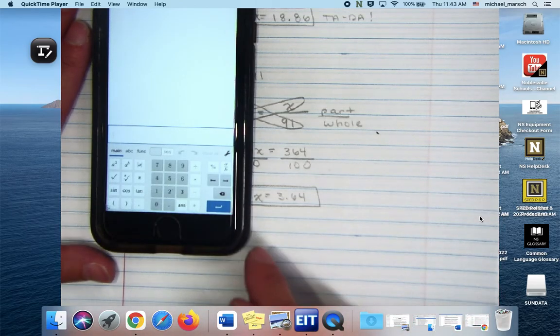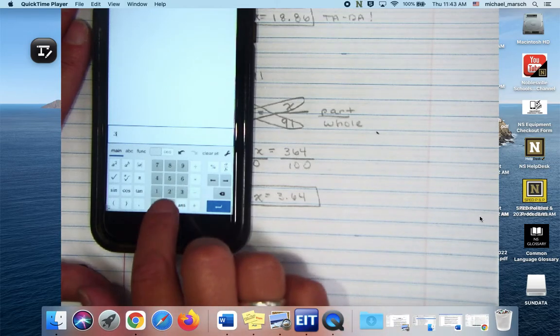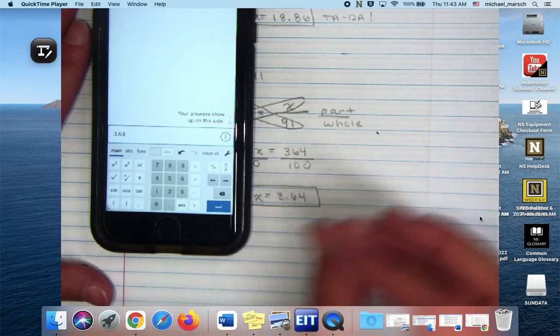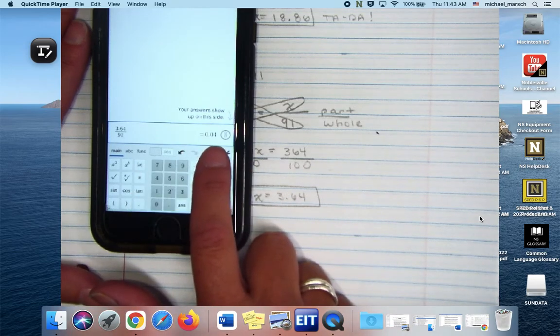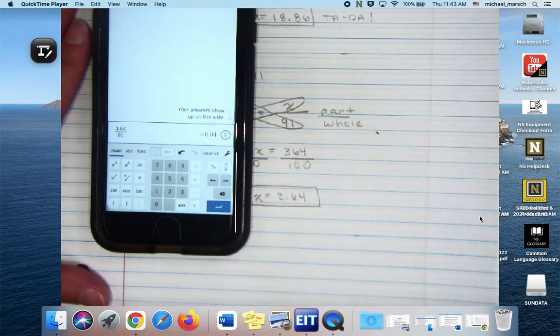So the way to check your work is to take your answer, 3.64, and divide it by the whole number, so by the 91, and then your decimal should equal what the percent would have been. That's how you check your work.